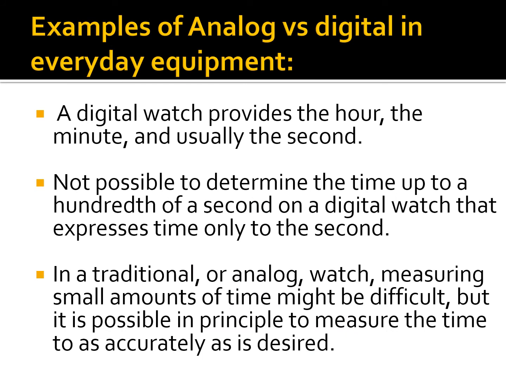A digital watch provides the hour, the minute, and usually the second. It's not possible to determine a time up to 1/100th of a second on a digital watch that expresses time only to the second. In the traditional or analog watch, measuring small amounts of time might be difficult, but it's possible in principle to measure the time as accurately as is desired.